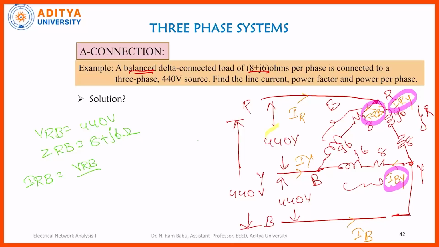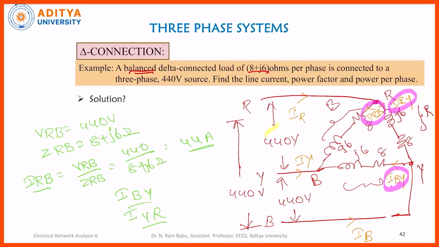IRB is equal to VRB by ZRB, which is equal to 440 divided by 8 plus j6 ohms. I can make it approximately 44 amps. In a similar way, I can calculate the values of IBY and IYR. So from this I got the values of phase currents. These are my phase current values.